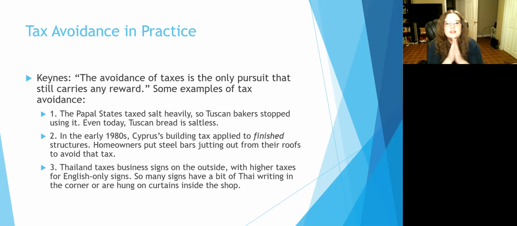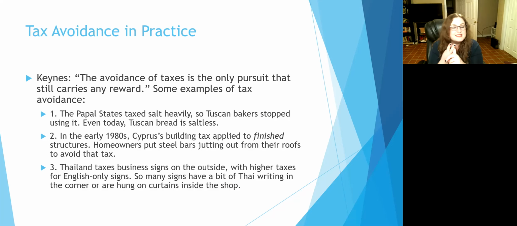Let's bring it back. Let's think about a couple other ideas of tax avoidance. The Papal States. So back in Tuscany, there used to be a tax on salt, and the tax on salt was so large that Tuscan bakers just took all salt out of their bread, which is why Tuscan breads are very, very saltless and often don't rise to the same amount. And that's because there was a heavy tax on salt for decades, and they adjusted an entire people's baking history based upon it.